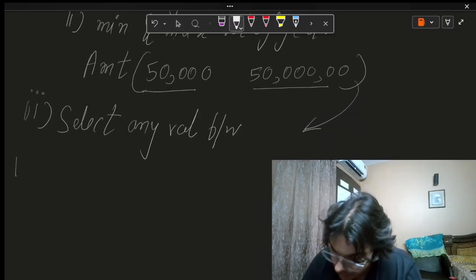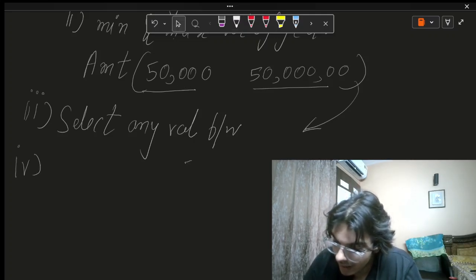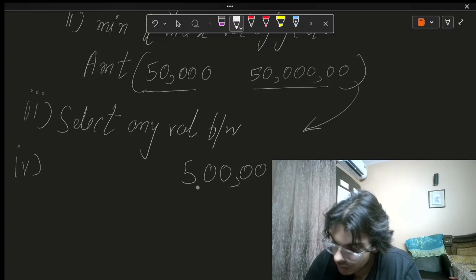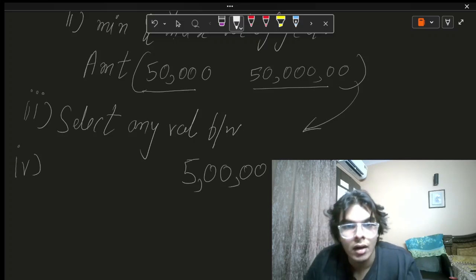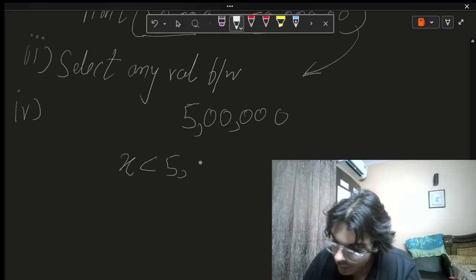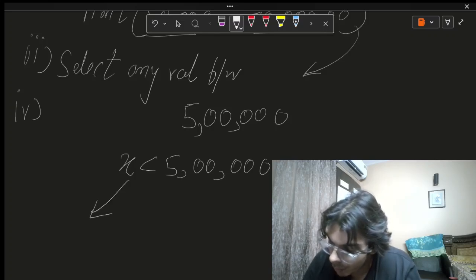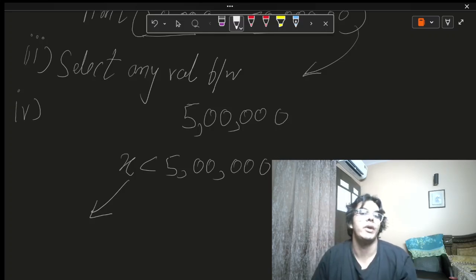So how do we do that? Let's say I select a value between 50,000 and 50 lakh, and I choose the value 5 lakh. Now, how is the split going to look? It will basically ask the question: whichever data point X is less than 5 lakh, it is going to the left, and whichever data point is greater than or equal to 5 lakh, it is going to the right. This is how it is going to create the split.